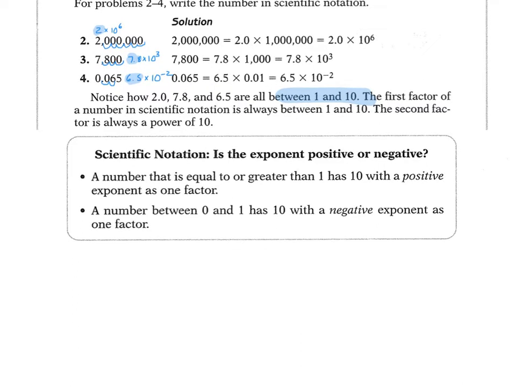So this box tells us here that when we start with a number greater than 1, we're going to have a positive exponent. When we start with a number that is less than 1, so a decimal, it would be a negative exponent.